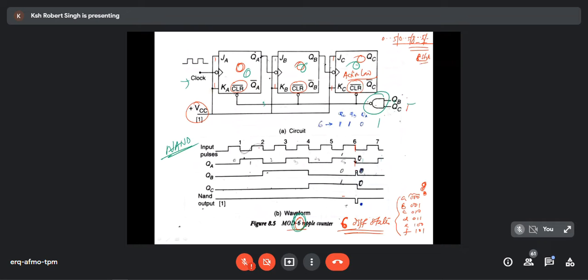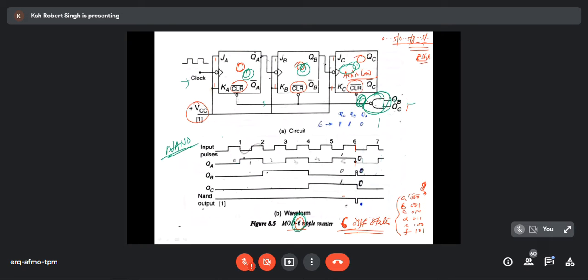What is the input of this NAND gate? QB and QC, both 1 and 1. When QB and QC both become 1, then only the NAND gate will operate. It will give output 0. Is it right or wrong? Yes, sir. When only QB and QC are given to the NAND gate, and only when QB and QC become 1 and 1, all the flip-flops will get cleared. Is it right or wrong? Yes, sir.